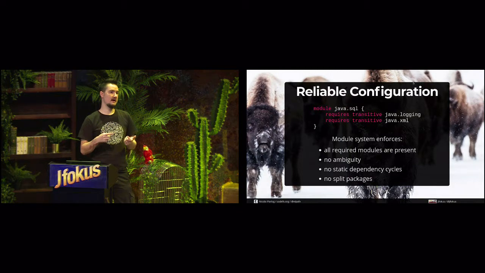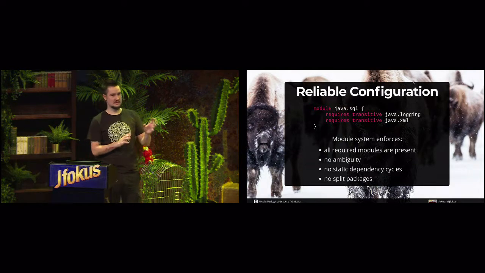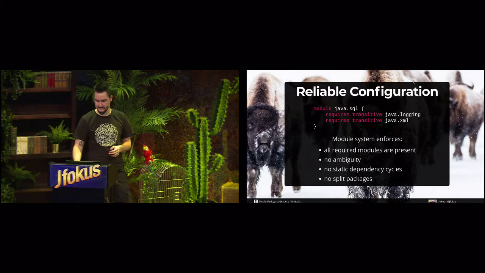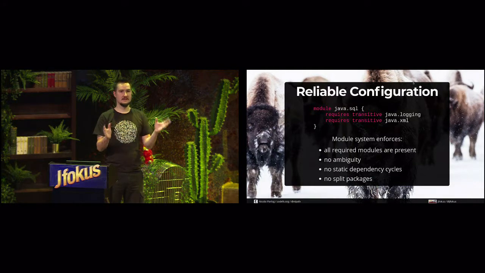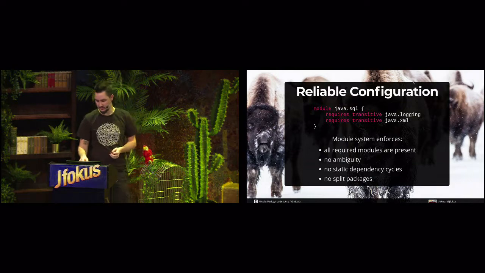Another thing that you can have are static dependency cycles, and then in the end you have no split packages, and what exactly that means we'll look at later. And the idea is if a configuration of jars passes these sanity checks, then it's more reliable and it's more likely to successfully support your application at runtime.